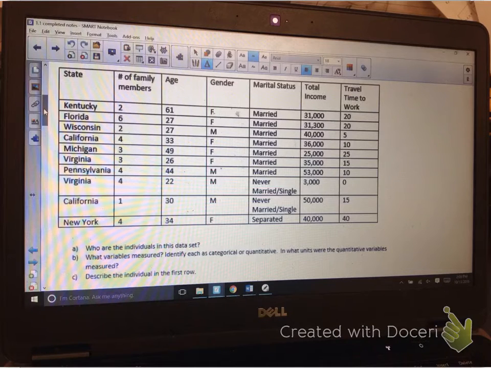B, what variables are measured? Identify each as categorical or quantitative. Well, we can just go across the top here. State is a variable. This is categorical. Number of family members is quantitative. Age is quantitative. Gender is categorical. Marital status, categorical. Total income, quantitative. And travel time to work, quantitative.